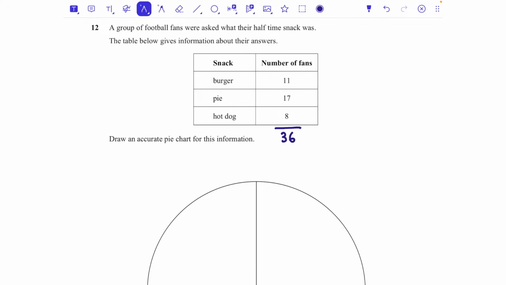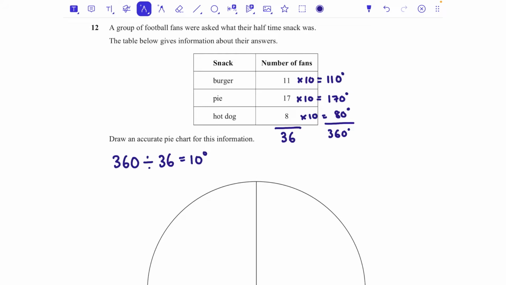So I'm then going to take 360 degrees in a pie chart, all the way around in a full turn, and divide that between the 36 people. And that means that each person is worth 10 degrees. So if these 11 people said burger, I need to do 11 times 10 to find out that this section is 110 degrees. And then I need to do 17 times 10 to find out that this section is 170 degrees. And last but not least, I need to times 8 by 10, which gives me 80 degrees. And if we added that all together, it would add up to 360, so we know that we've done that right. It should be out of 360.